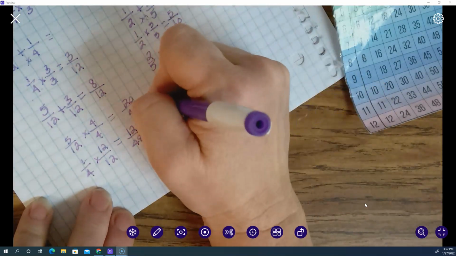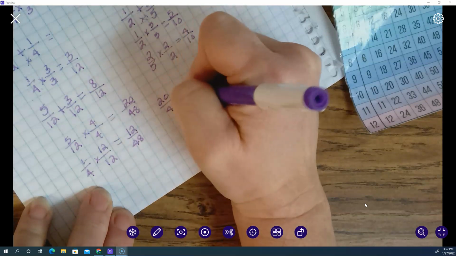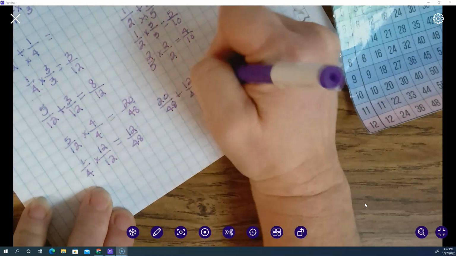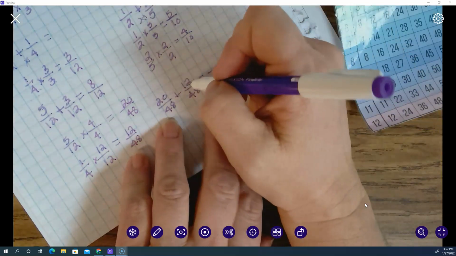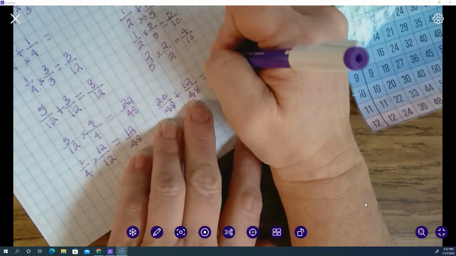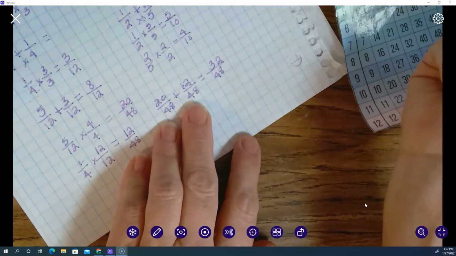Then I have to add them together. 20/48 plus 12/48. Keep your denominator the same. It's 48. 20 plus 12. 0 plus 2 is 2. 2 plus 1 is 3.